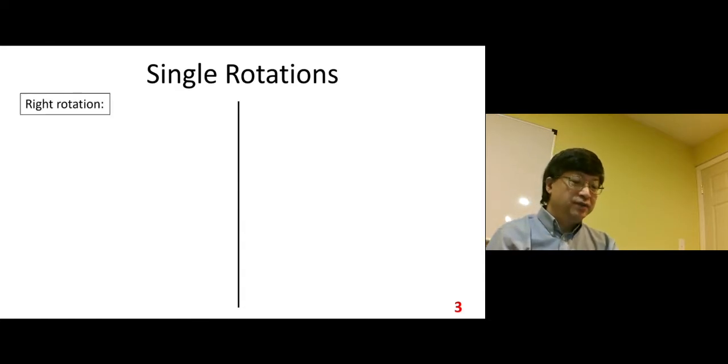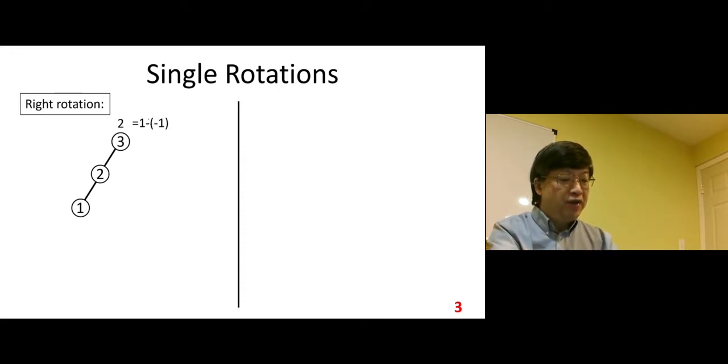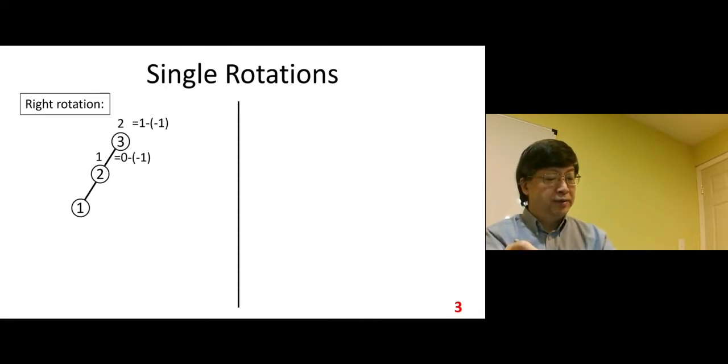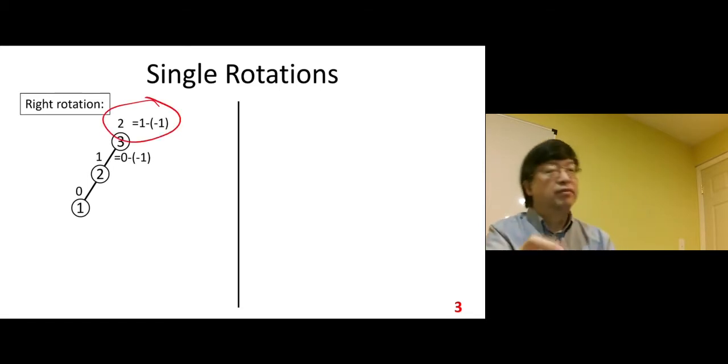Single rotations. Right rotation first. Let me give you a simple example. There is an unbalanced node in this tree. The balance factor is 2, because based on the definition, 1 minus -1 is 2. The second node has 1, and node 1 has 0. So the violation occurs at this place.